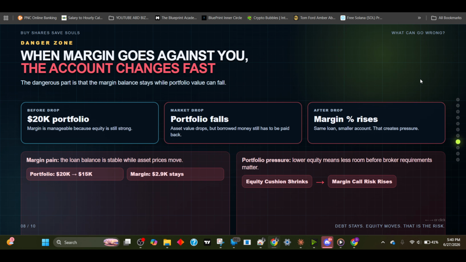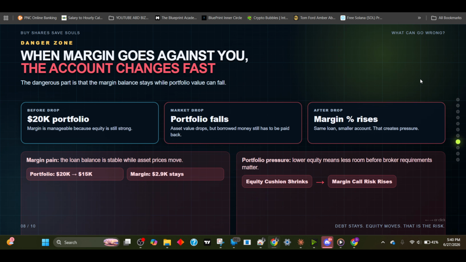When margin goes against you, the account changes fast. The dangerous part is that the margin balance stays while the portfolio can continue to fall, which is very important. Before the drop, your account value, in this example, can be 20K. Margin is manageable because equity is still strong. When the market drops, the portfolio drops, and now your account can be at 15K, while the bills you pulled, the margin, stays at 2.5K. So your equity shrinks.